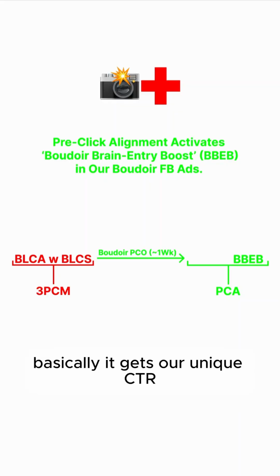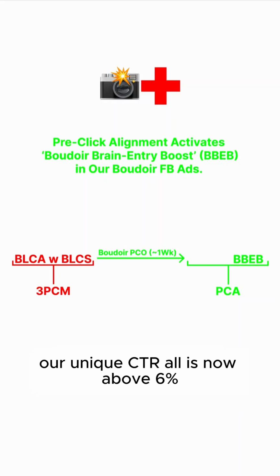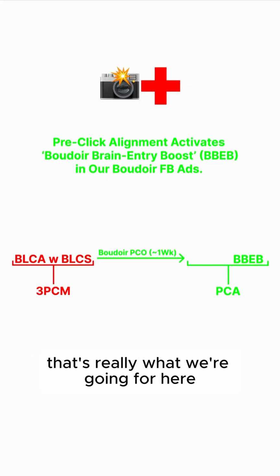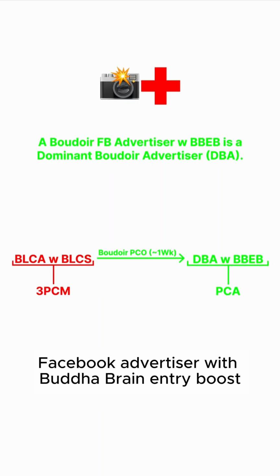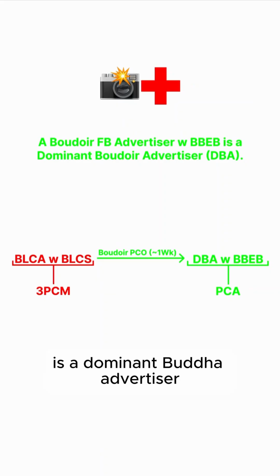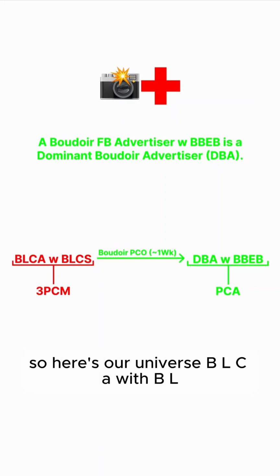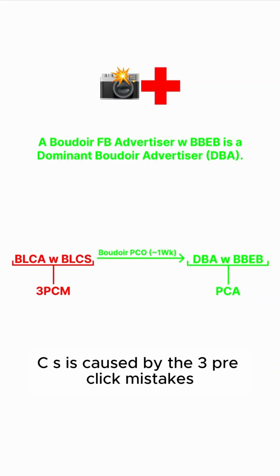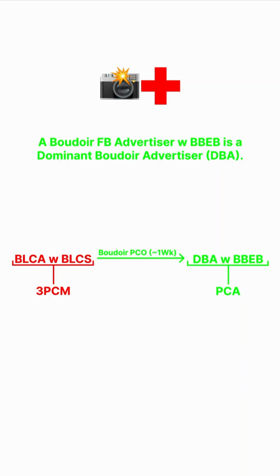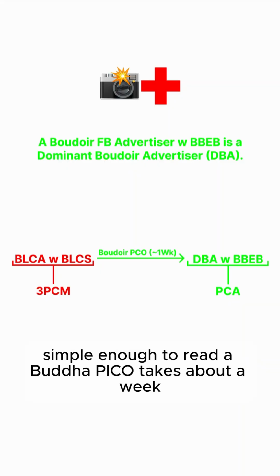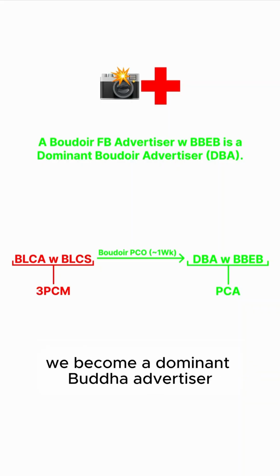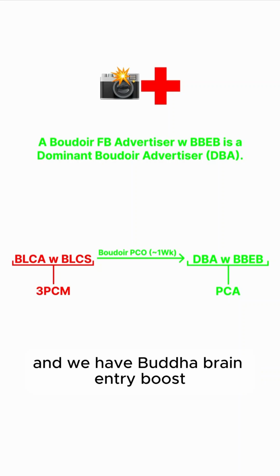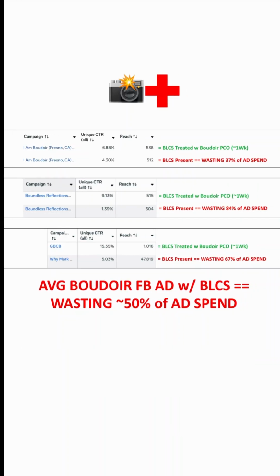We achieve pre-click alignment, and pre-click alignment activates Boudoir Brain Entry Boost, BBEB, in our Boudoir Facebook ads. Basically, our unique CTR is now above 6%. That's really what we're going for here. And a Boudoir Facebook advertiser with Boudoir Brain Entry Boost is a dominant Boudoir advertiser. So here's our universe: BLCA with BLCS is caused by the 3 pre-click mistakes. Simple enough, treated with Boudoir Pico takes about a week, and we achieve pre-click alignment. We become a dominant Boudoir advertiser, and we have Boudoir Brain Entry Boost with our Boudoir Facebook ads.